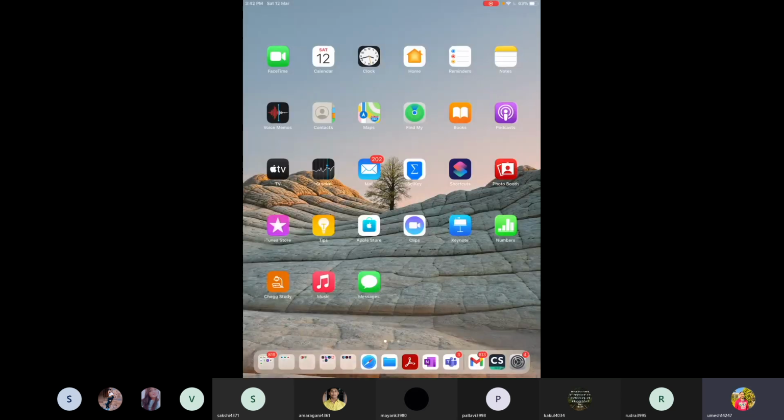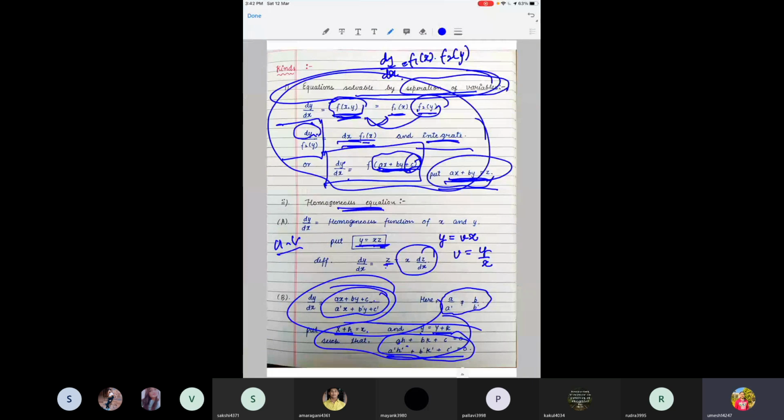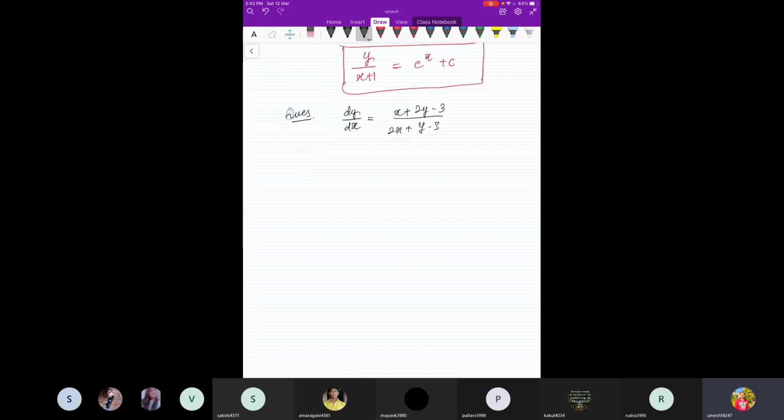You have to solve it by this method. Let me give you a hint for the question. The question is dy by dx is equal to x plus 2y minus 3 upon 2x plus y minus 3. Okay, so we have to put x is equal to x plus h and y is equal to y plus k.